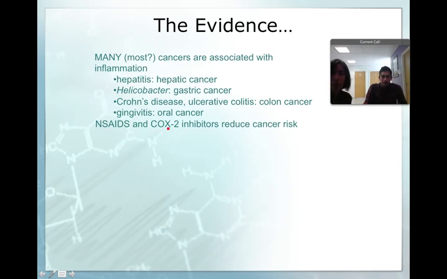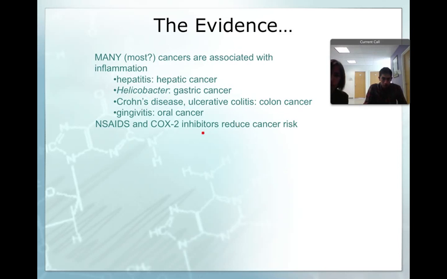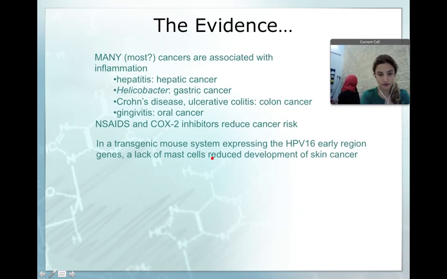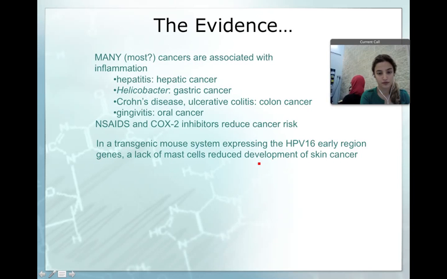The COX-2 inhibitors, like I take actually 81 milligram aspirin, a low dose aspirin every day. One reason is because it seems to help with cardiovascular disease. The other is that it seems to reduce colon cancer risk. So NSAIDs and COX-2 inhibitors actually do reduce it. There's examples, like for instance, in a mouse model system where they were expressing the human papillomavirus oncogene, the early region genes. If you have a system that doesn't have mast cells, you can reduce cancer levels, right?